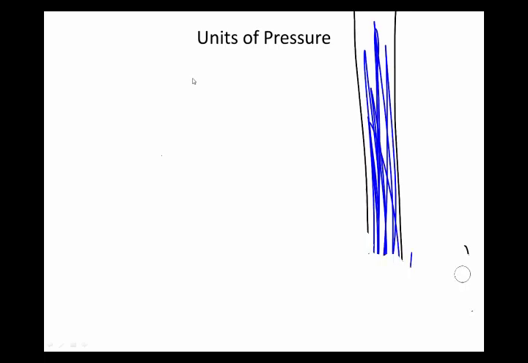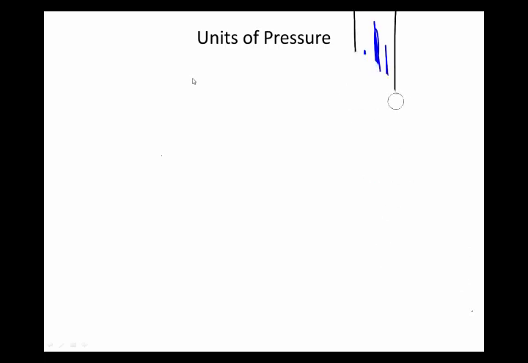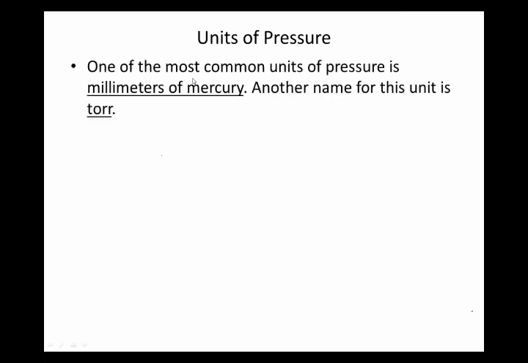So the reason we use millimeters of mercury is because that is the measurement from the original barometer. It was the height of the mercury column in millimeters. Another name for this unit, and these are interchangeable units, they're the same unit, is the torr, named after the inventor of the barometer, Evangelista Torricelli. So a millimeter of mercury and a torr are the same thing. I will use them interchangeably. I will swap back and forth between them at will.